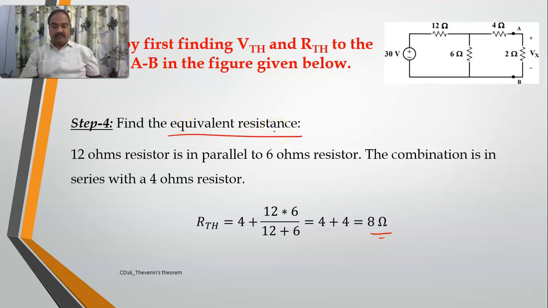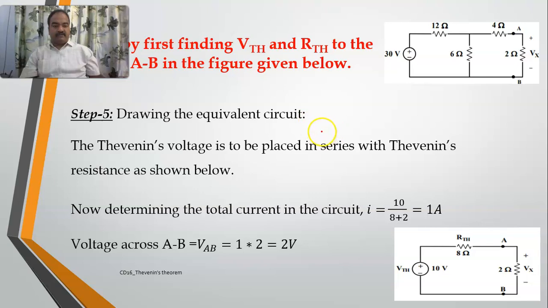And finally, I will be drawing the equivalent circuit. What is the equivalent circuit? The Thevenin's voltage, which I have got as 10 volts, in series with your Thevenin's resistance, 8 ohms. So 10 volts in series with the 8 ohms. Now I have just kept my load resistance, the initial one which I had removed, here. It is 2 ohms. Now this is your circuit.